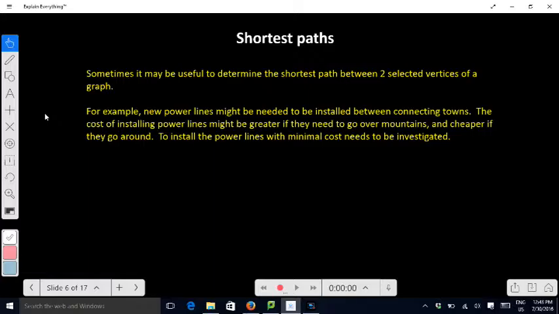Another example, new power lines might need to be installed between connecting towns. The cost of installing power lines might be greater if they need to go over mountains, whereas if they went around the mountains, it might be slightly cheaper to install those power lines. So it's talking about the shortest paths.